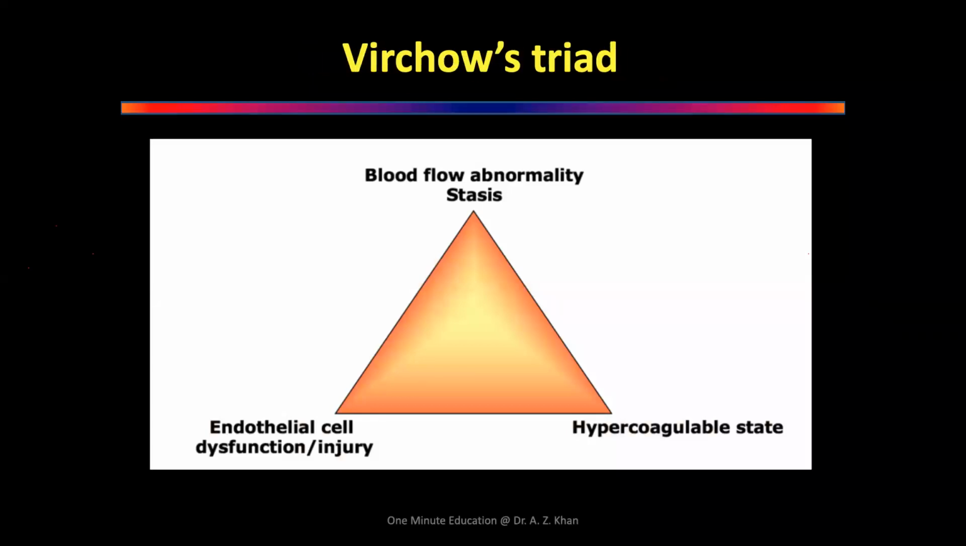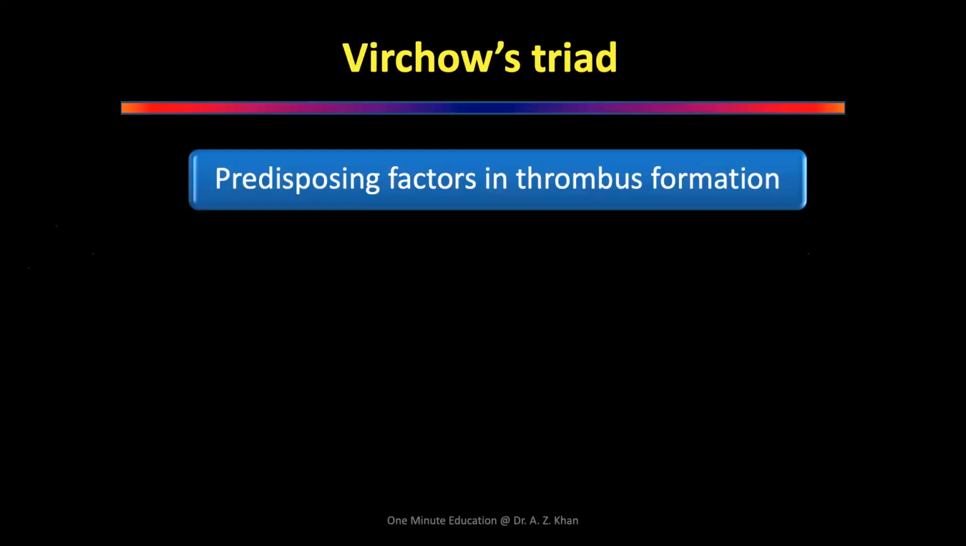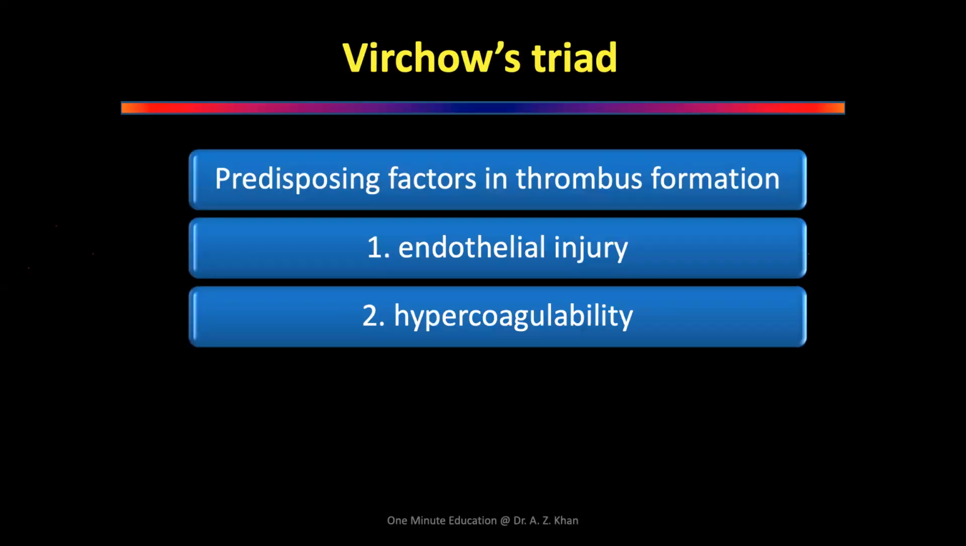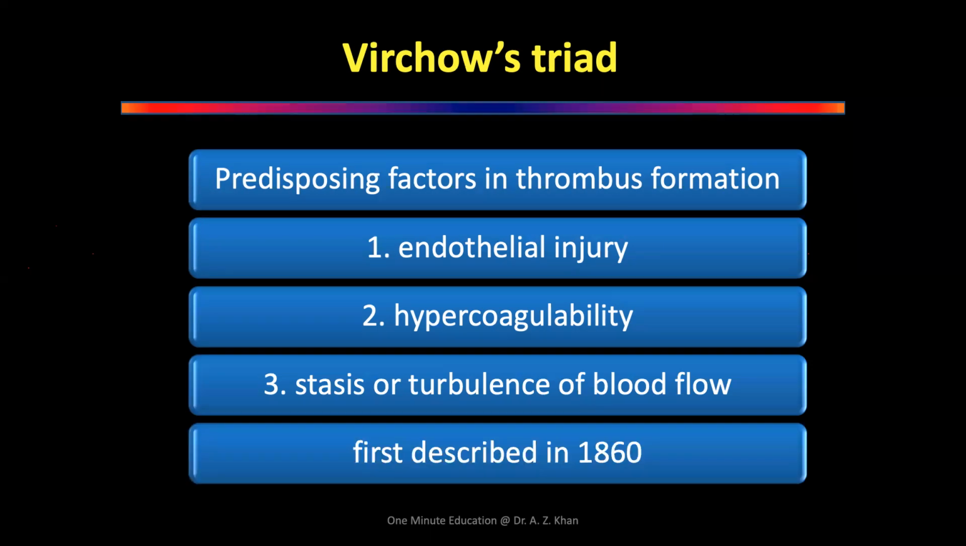Sorry, the question has gone useless because I've shown you the name. So tell me the three things that are associated with this. Three things which are associated with the Virchow's triad. Predisposing factors in thrombus formation: endothelial injury, hypercoagulability, and stasis, or turbulence. Both of them. This is called Virchow's triad, first described in 1860 by Virchow.